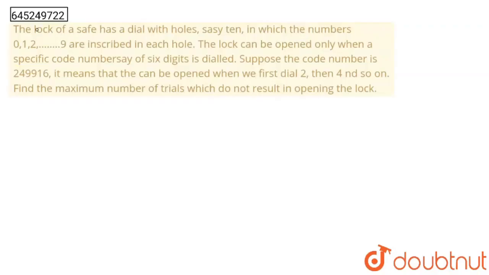Hello, students. Here the question is: the lock of a safe has a dial with holes in which the numbers 0, 1, 2, 3, 4, 9 are inscribed in each hole. The lock can be opened only when a specific code number of 6 digits is dialed. Suppose the code number is this. It means that it can be opened when we first dial 2, then 4, and so on. Then find the maximum number of tries which do not result in opening the lock.